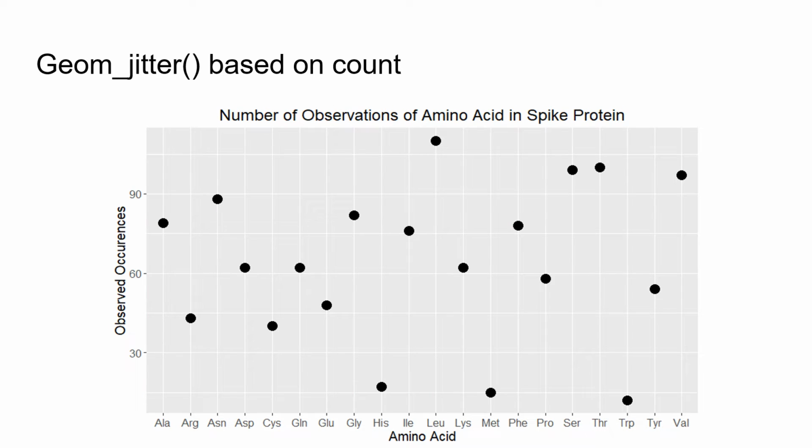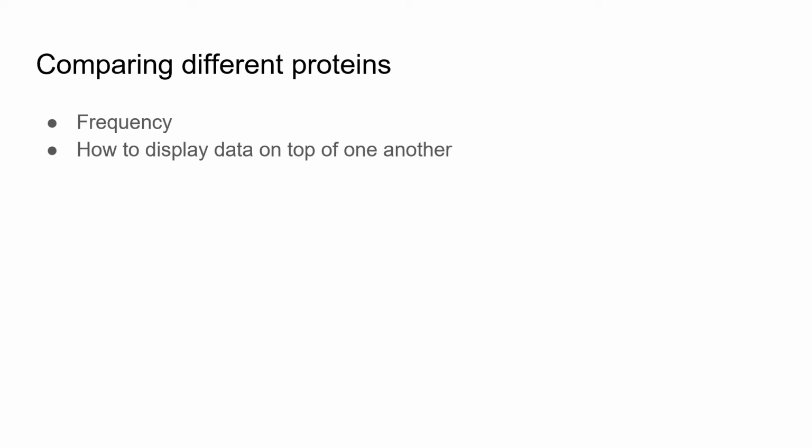Now, here we have the same data in a dot plot format, specifically geom_jitter. So this expresses the exact same information, but here it's providing a point rather than a bar. So it could make it a lot easier to compare the specific amino acid counts within the spike protein to possibly other proteins.